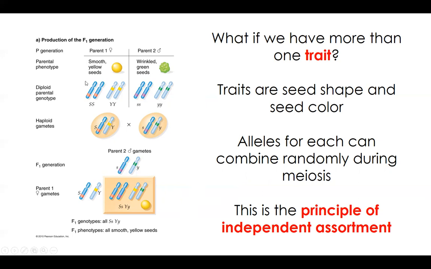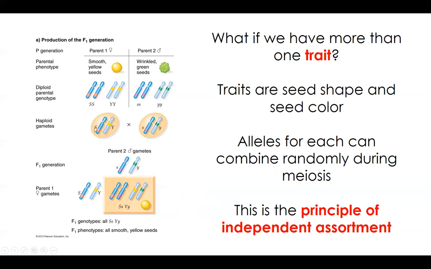So in this case, we're going to have parent 1, which is homozygous dominant for both smooth and yellow seeds. And parent 2 is going to be recessive for both the wrinkled phenotype and our green seeds. So these are going to be true breeding homozygous parents, one dominant, one recessive.